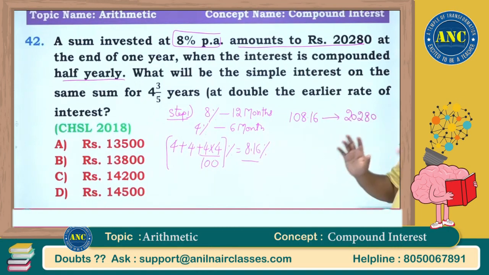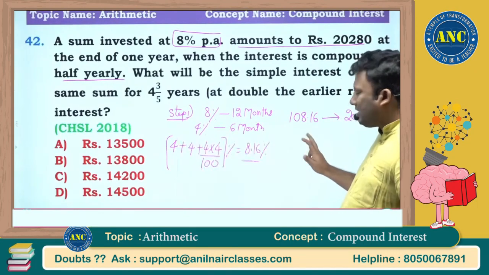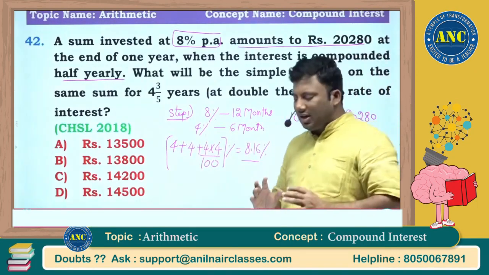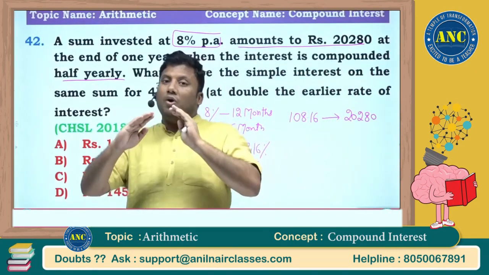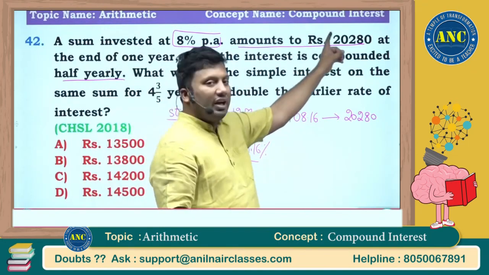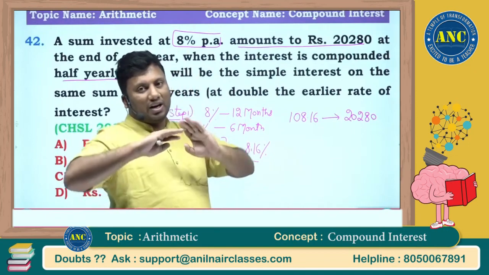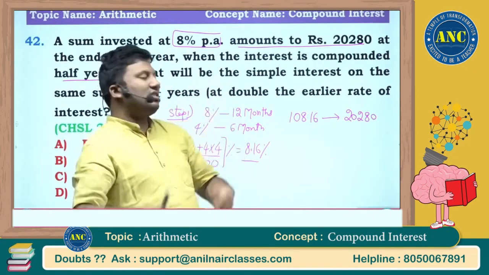Read the question, you will get the ideas, sir. They are all very, very easy questions if your fundamentals are very good and you know how to solve it sequentially. It is amounting to, I want the amount. I want 8.16 by 100. On 100, 8.16 increase.